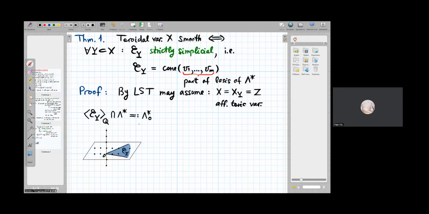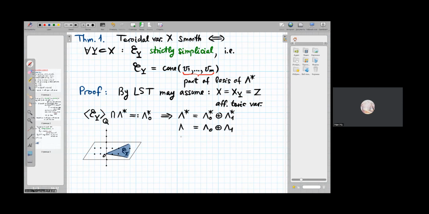We can decompose the whole dual weight lattice, lambda star, as a direct sum of lambda naught star and some complementary sublattice, say lambda 1 star. This gives rise also to a decomposition of the weight lattice itself. So taking the duals, we have the decomposition of the weight lattice lambda as a direct sum of a sublattice lambda naught and some complementary sublattice lambda 1.